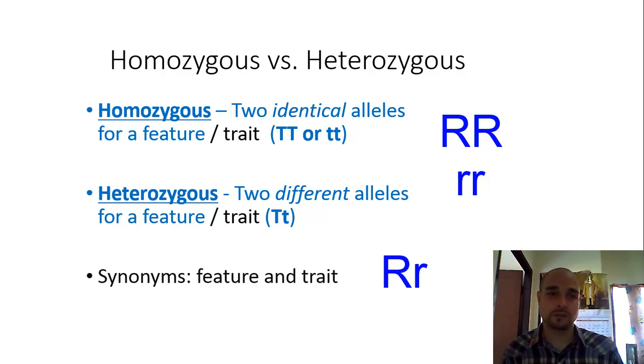Homozygous versus heterozygous. Homozygous is 2 identical alleles. Heterozygous is two different alleles. An easy way to remember this is you can think of homosexual and heterosexual. Homosexual is when a man likes a man or a woman likes a woman. Same sex. Same identical alleles for homozygous. And heterozygous is two different alleles. With humans, it would be liking the opposite sex, different sex.